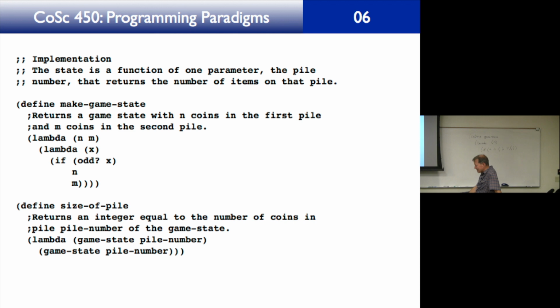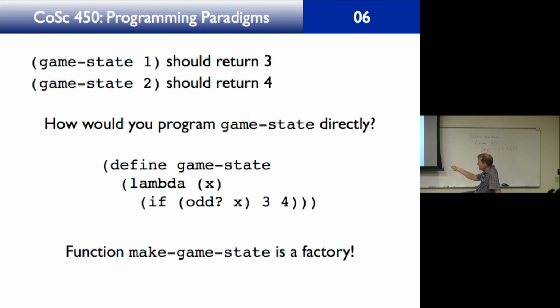So look, let's go back to this specific one. Look at this slide. Game state 1 should return 3, game state 2 should return 4. So how would you program game state directly? You would say define game state, lambda x, if odd x, 3, 4. But now, we never define game state, we never give it that name, we just, well, I take that back. It does get that name in make game state.